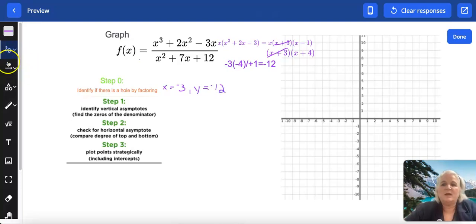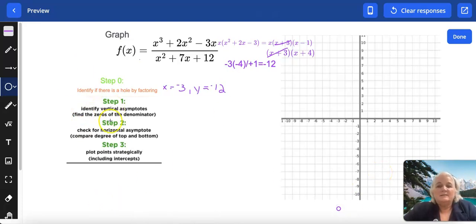Okay, so then to draw the hole, I'm going to click on the circle, and where I see negative 3, negative 12 would be down here, and it's actually not on my graph, so I'm just going to extend my graph. This is going to be 11 right below, and then 12 would be right below that, so I'm going to make a hollow circle there. Okay, and that's my hole.